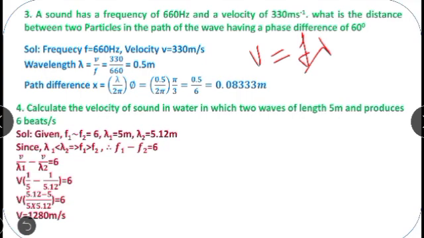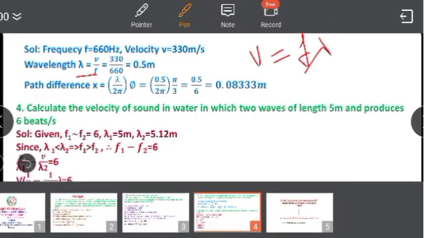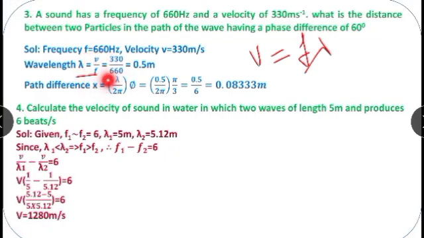So from this relation, what is lambda now? Is it not v by f? So that is v by f. v is given, f is given, so we have to substitute v and f values. After simplification, we got 0.5 meter, that is lambda.